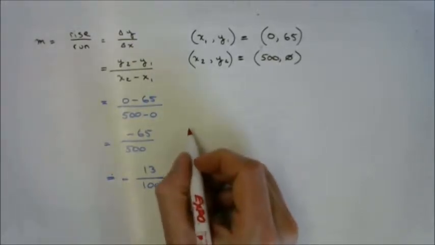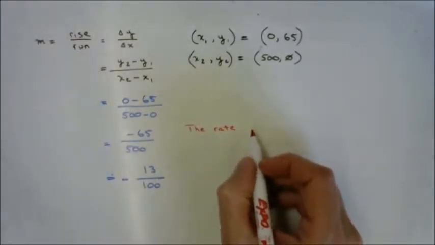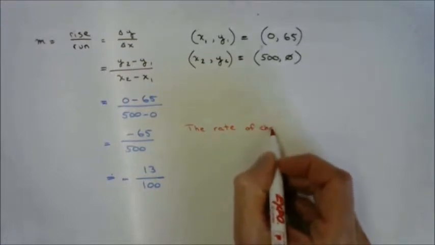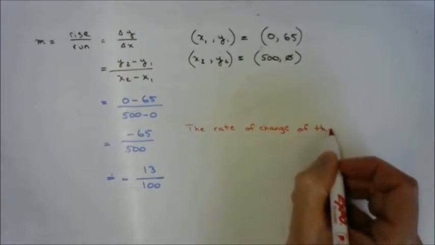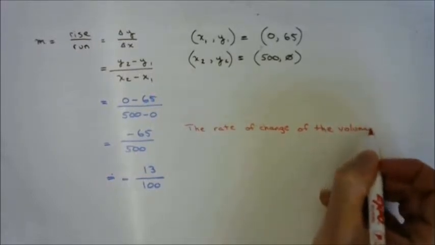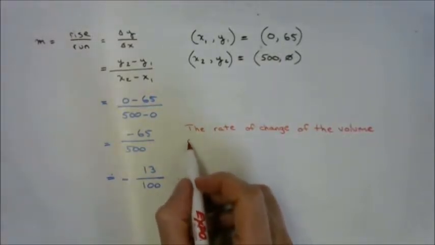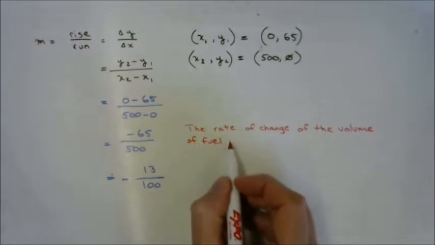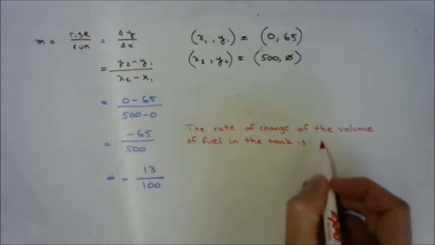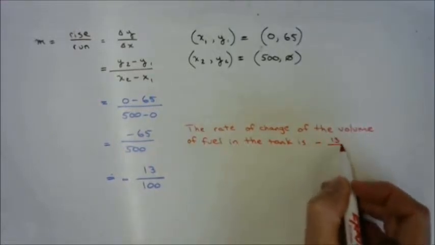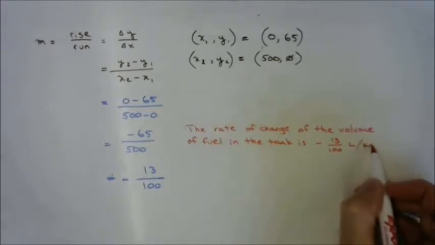Okay? So hold on, let's get a sentence here first. Is that actually really good? It's not terrible, but it's not really good. The rate of change of the volume of fuel in the tank is negative 13 over 100 liters per kilometer.